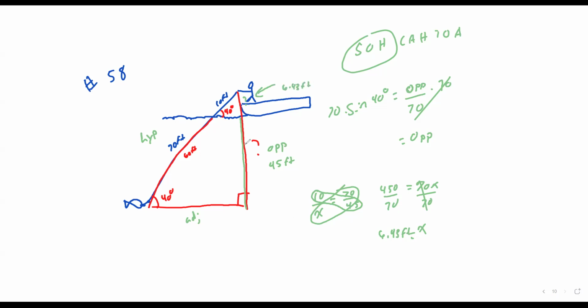So to figure out how deep this is, the last step of this type of problem is going to be 45 minus 6.43. That gives us 38.57 feet. All right, so definitely a process to figure out how deep the fish is.